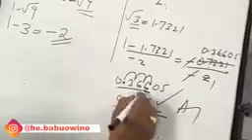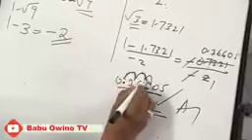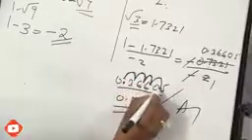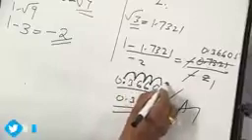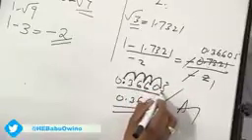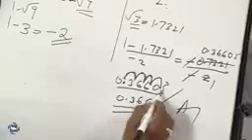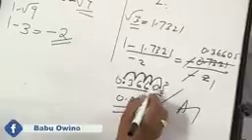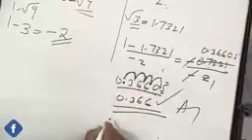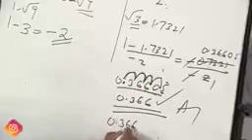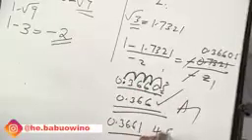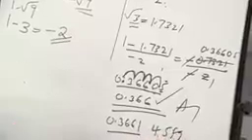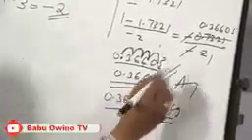Suppose they wanted this answer to 4 significant figures. Then you move 1, 2, 3, 4. So when 4 is there, you look at the next number. When the next number is 5 or more than 5, then it adds a value to it. The value that it adds is only 1. So the answer becomes 0.3661. This is to 4 significant figures. This is to 3 significant figures. Oh, sorry.